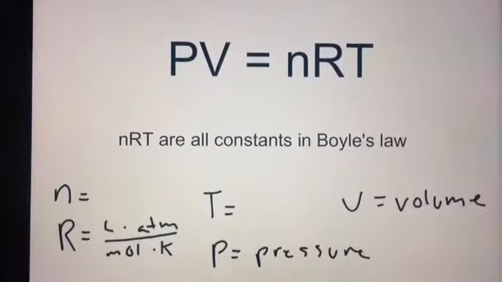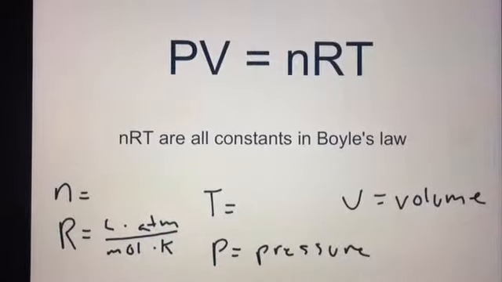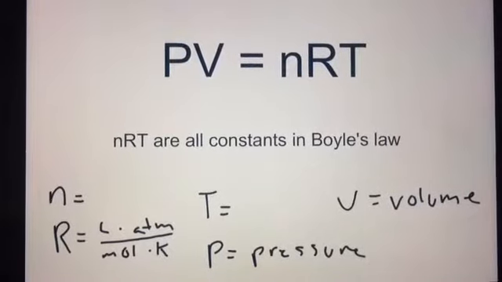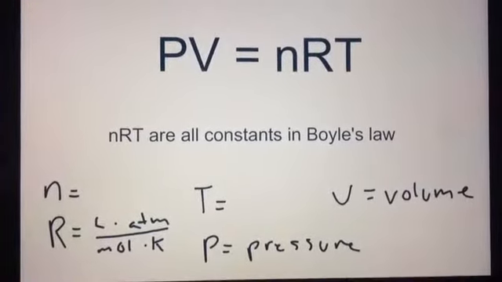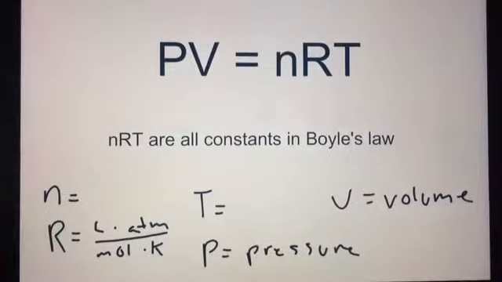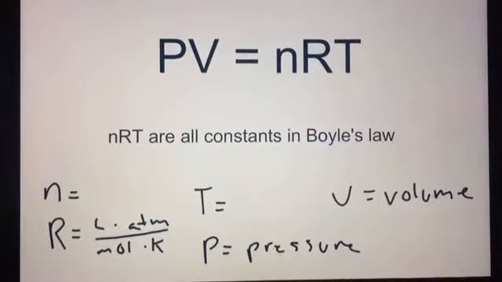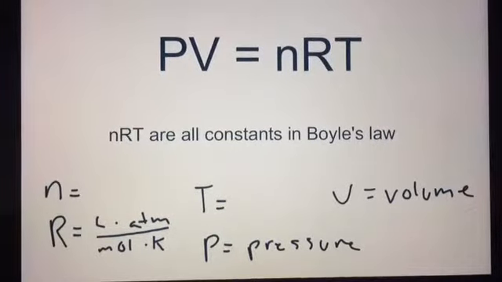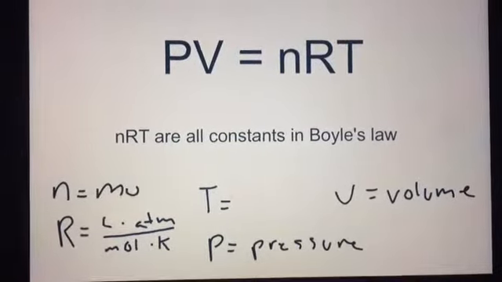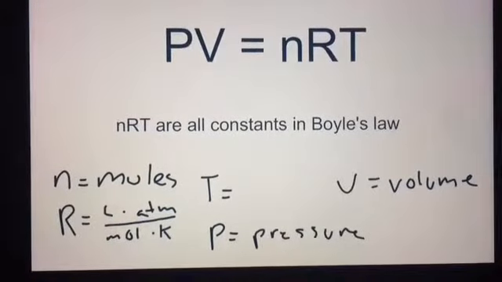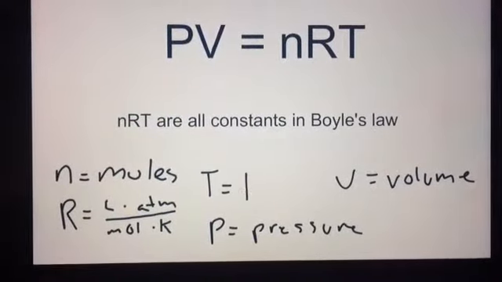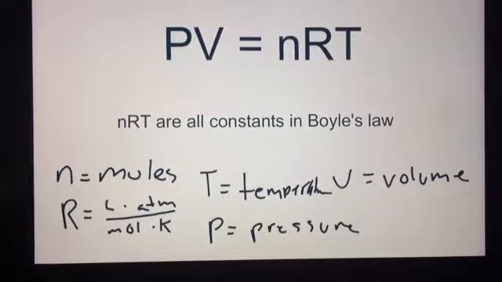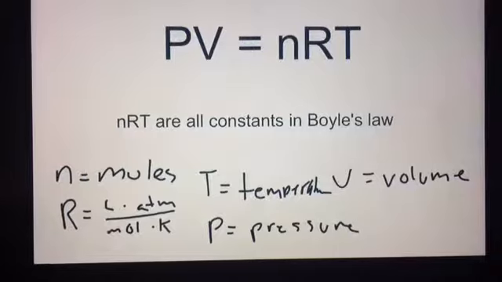So here are the variables in Boyle's law. P stands for pressure, obviously, which is how often the molecules will hit the wall of their container. V stands for volume, which is basically how big the container is or how much room the gas has to move. N stands for moles. T stands for temperature, in Kelvins. And R is just always a constant.